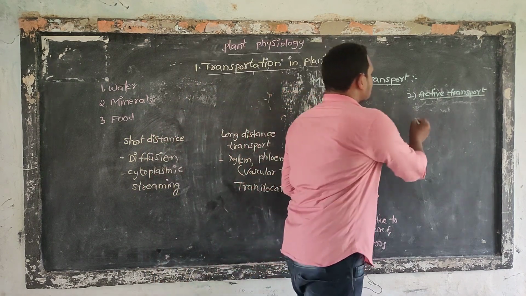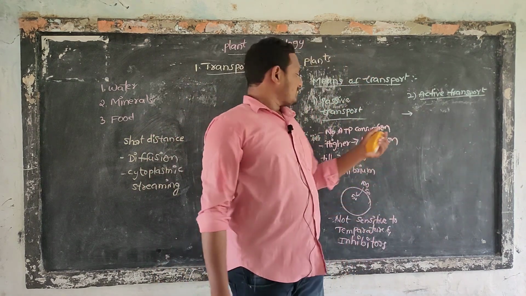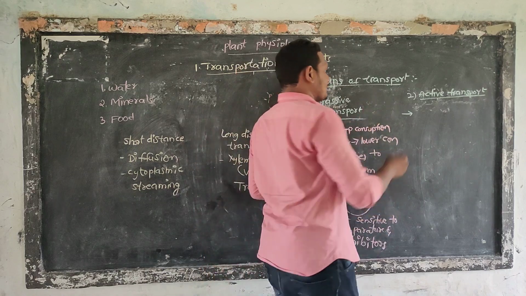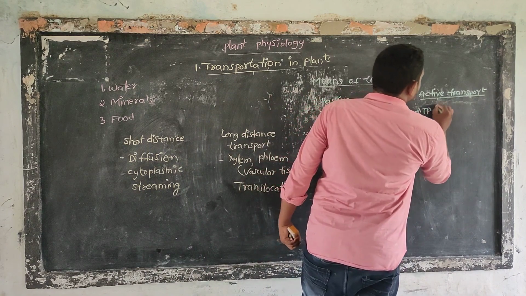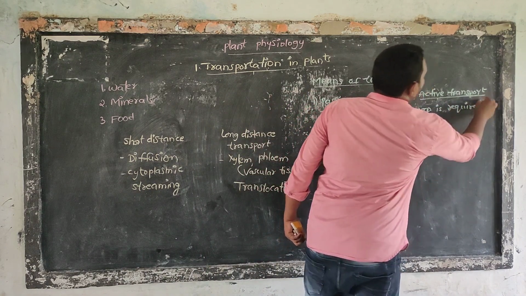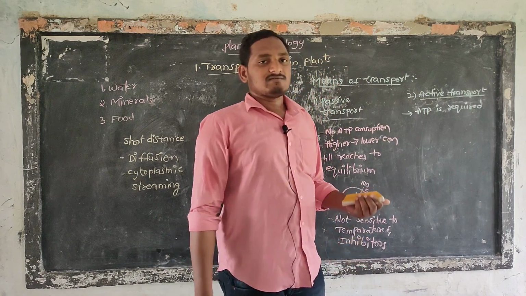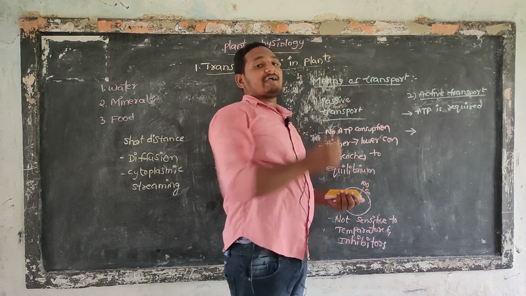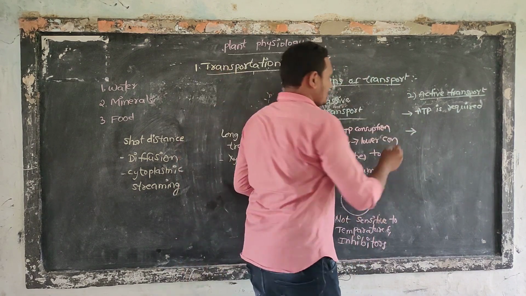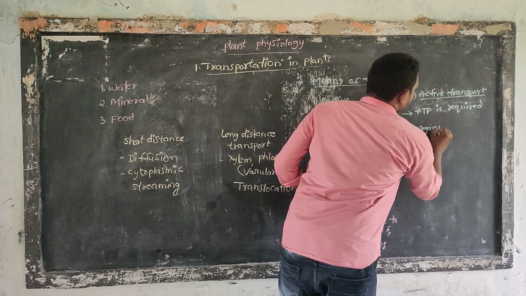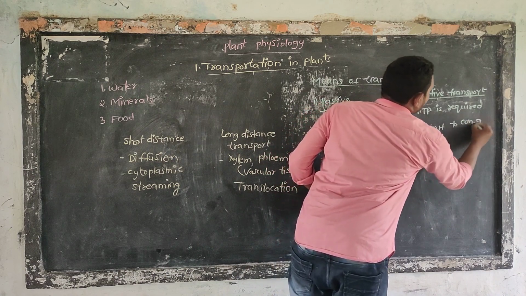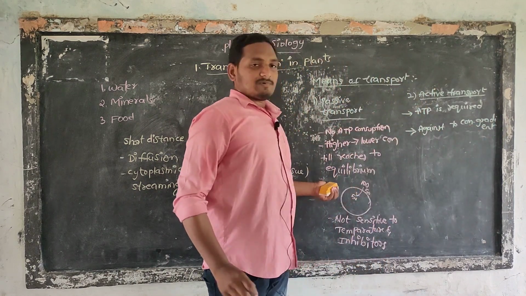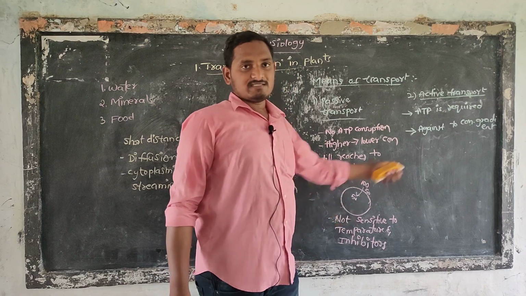Next, active transport. There are some differences. ATP is not consumed in passive transport, but here it is consumed; ATP is required. Without ATP, the molecules are not transferred in the plant body. Next, it is against the concentration gradient.